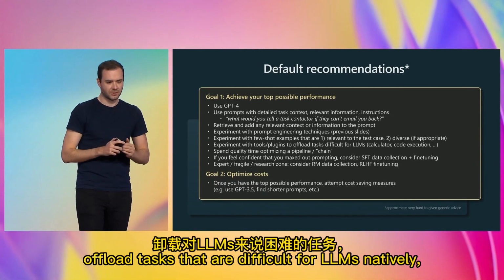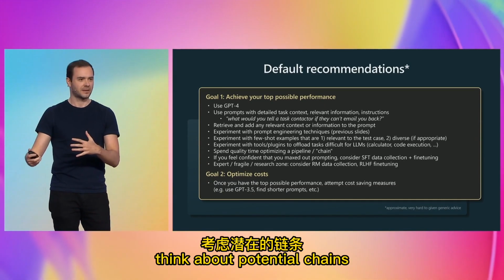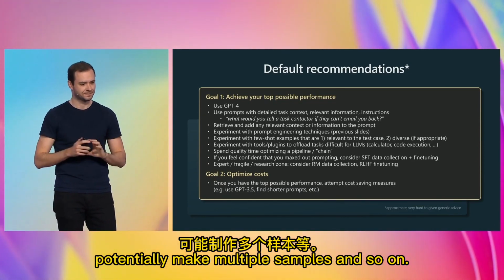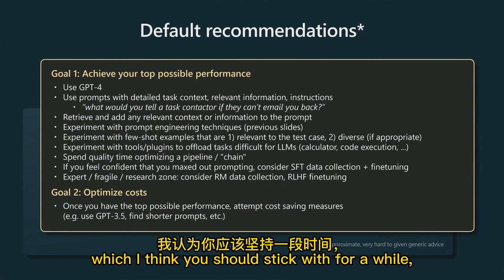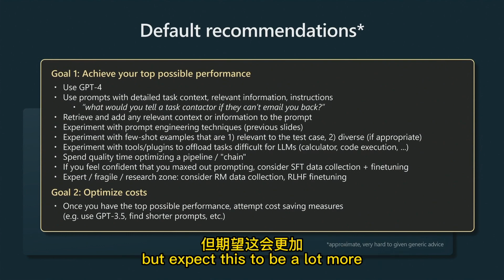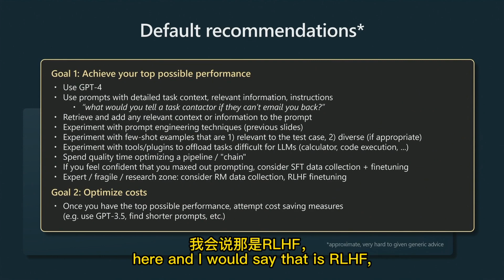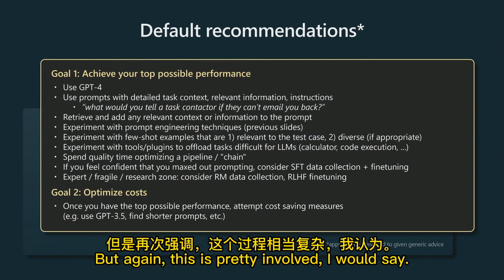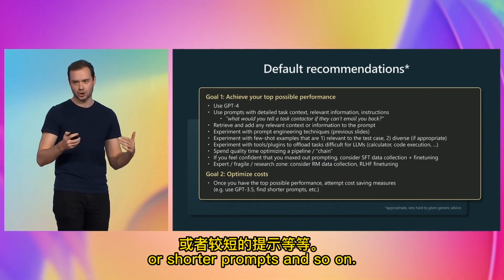Experiment with tools and plugins to offload tasks that are difficult for LLMs natively. And then think about not just a single prompt and answer, think about potential chains and reflection and how you glue them together and how you could potentially make multiple samples and so on. Finally, if you think you've squeezed out prompt engineering, which I think you should stick with for a while, look at potentially fine-tuning a model to your application, but expect this to be a lot slower and more involved. And then there's an expert fragile research zone here, and I would say that is RLHF, which currently does work a bit better than SFT, if you can get it to work. But again, this is pretty involved, I would say. And to optimize your costs, try to explore lower capacity models or shorter prompts, and so on.